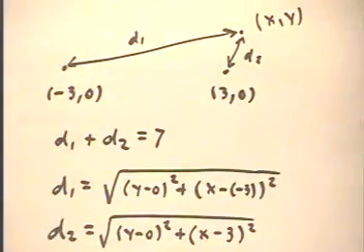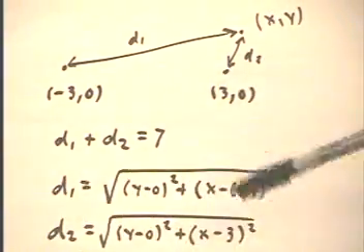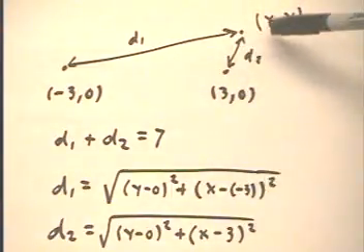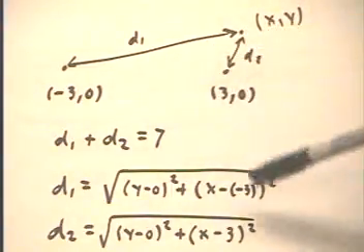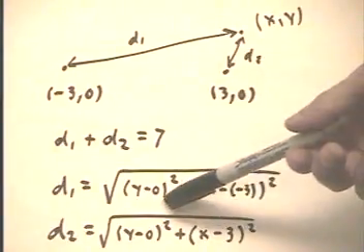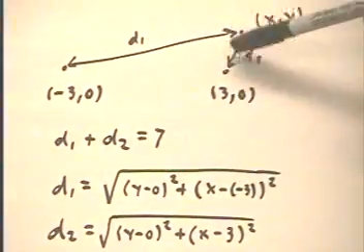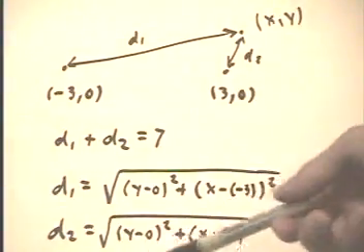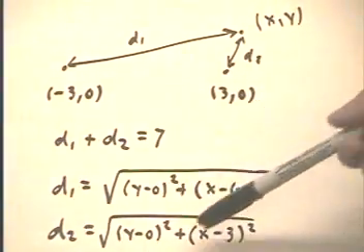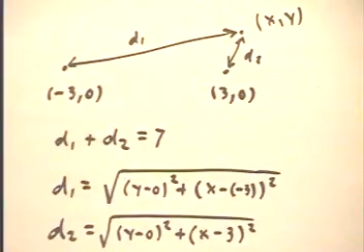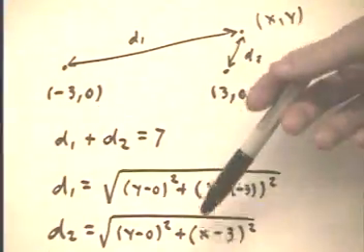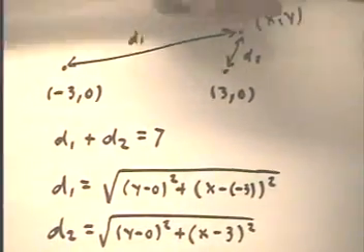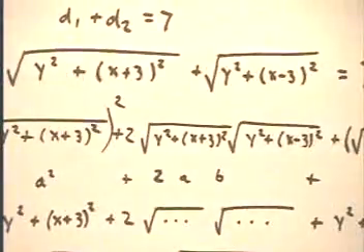Now, the first distance, if we draw the fundamental triangle here, the sides are going to be x minus negative 3 and y minus 0 from this point to this point. And from here to here it's x minus 3 and y minus 0. And we're going to square those, put them under the square root and so forth. The usual thing that we do with that fundamental triangle. So we have expressions for distance d1 and d2.